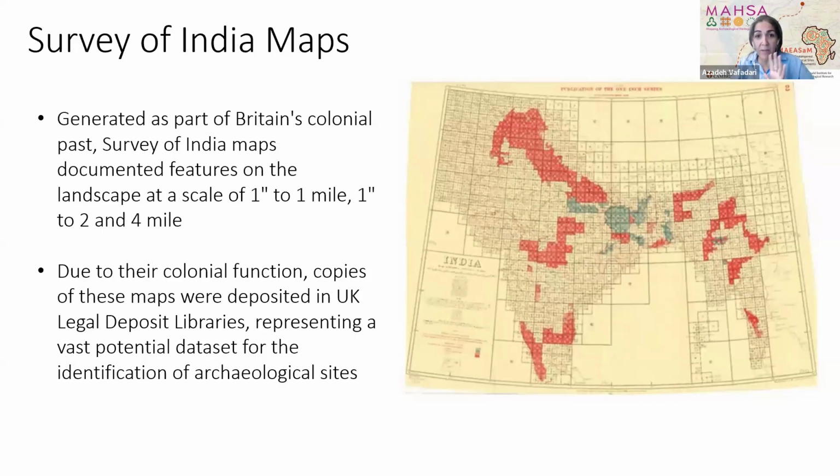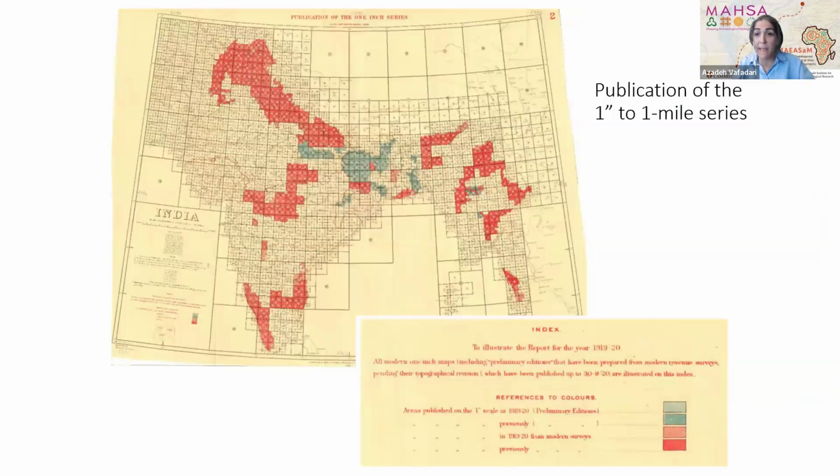The first maps of Survey of India were produced in the mid-18th century when maps started to become more accurate and standardized. They were generated as part of Britain's colonial past, and for that reason a lot of them are deposited in the UK legal deposit libraries. And they are at different sizes and scales. We have 1 inch to 1 mile, 1 inch to 2 miles, and 1 inch to 4 miles.